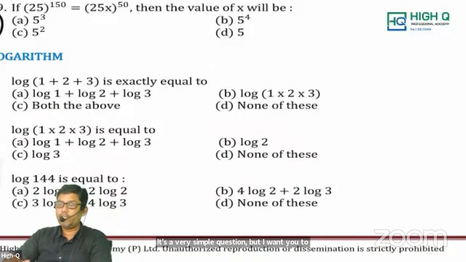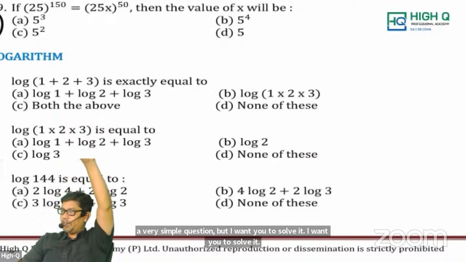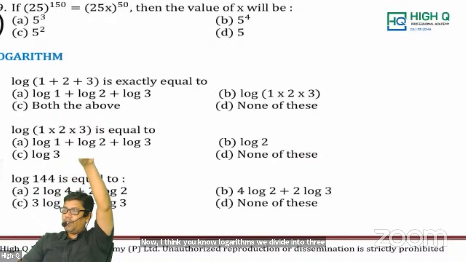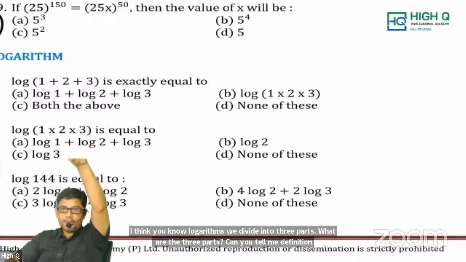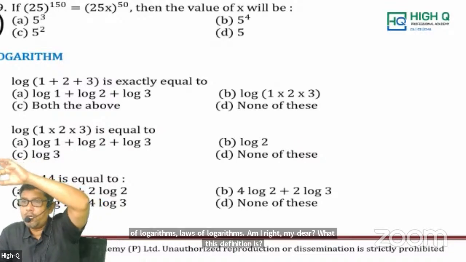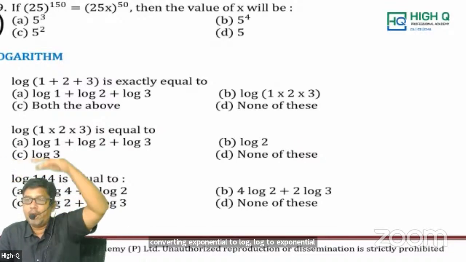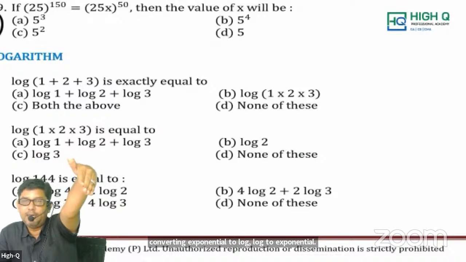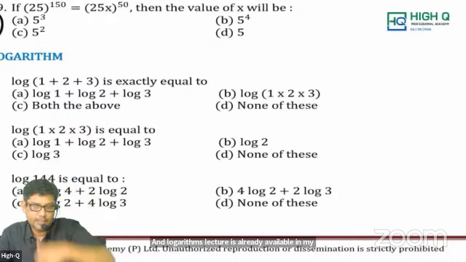Now, I think you know logarithms we divide into 3 parts. What are the 3 parts? Can you tell me? Definition, rules of logarithms, laws of logarithms. Am I right, my dear? What is definition is converting exponential to log, log to exponential. And logarithms lecture is already available in my YouTube channel. Please check that only. Okay.